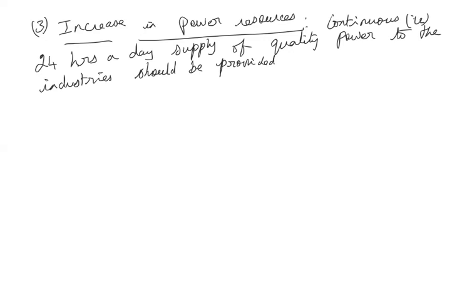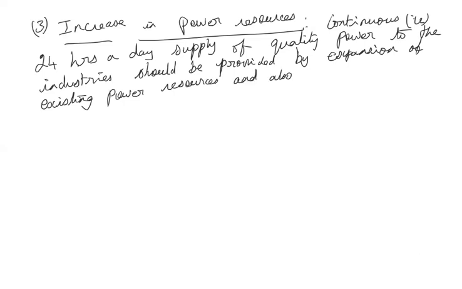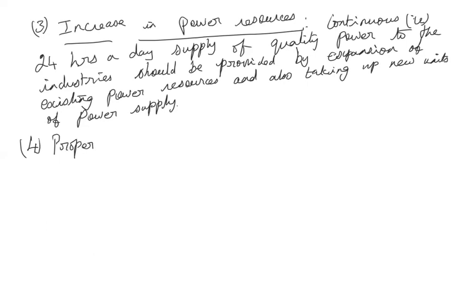So how can it be done? Only by expanding the existing power units in the country, and new power units also have to be set up by the government. Expansion of existing power resources and also taking up new units of power supply. In our country, only the agricultural sector is getting free power supply, at the cost of all the other sectors in the country. So industries should also be given preference, and should be included in the priority list for the continuous supply of power.